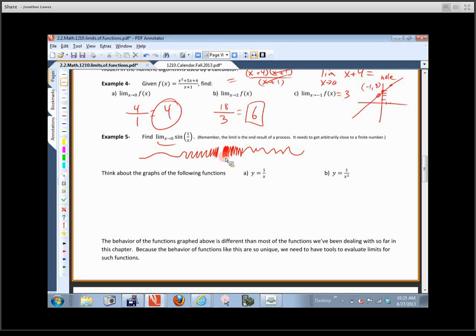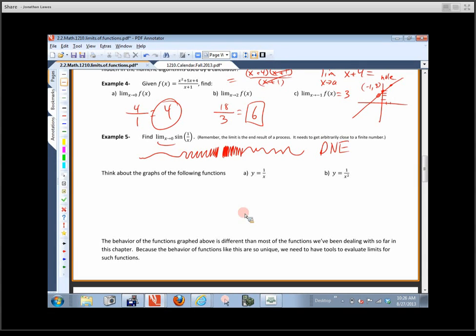Let me ask you this. Does it approach anything from either side? We're talking function values here. If you've got something that's just going up and down from -1 to +1, does it ever stop? Does it ever settle down on one particular value? No, it just continues to oscillate, okay? So on something like this, that limit does not exist.